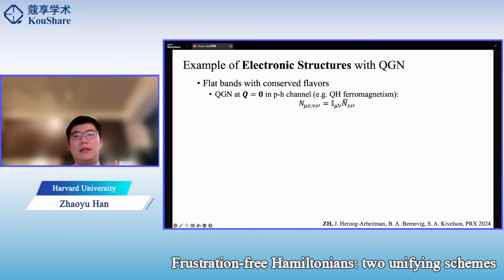And this U tilde matrix will specify the polarization of the conserved flavor.